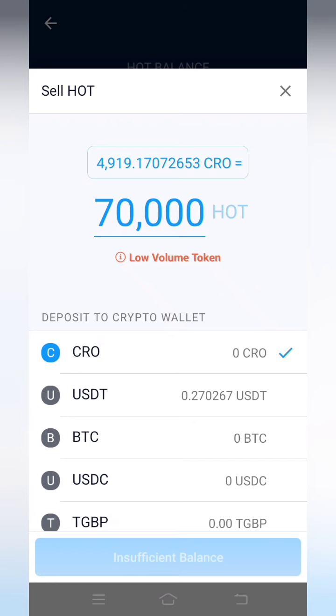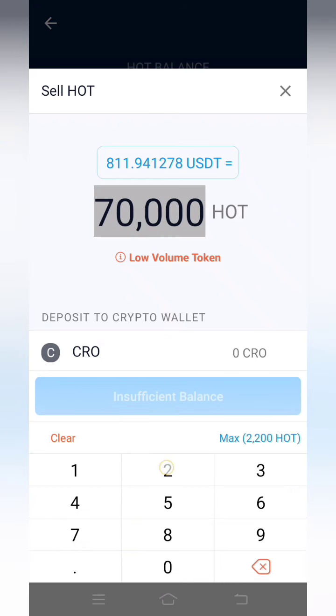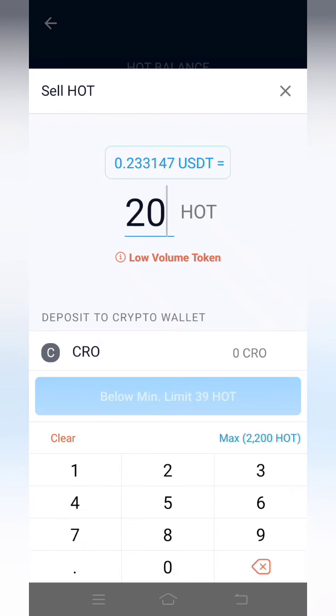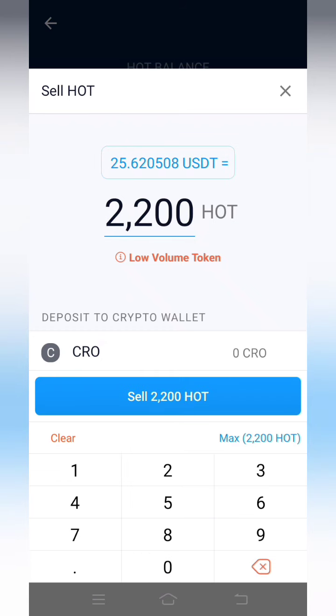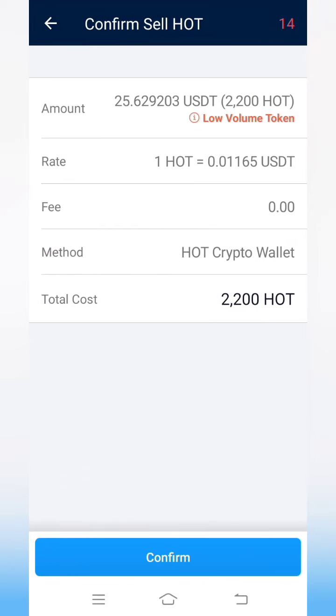Right now it is showing CRO, which is what it converts to once you click sell. But I want to convert to USD Tether coin because I am going to buy some other coin, that's the reason I am selecting USDT. That is very important, which coin you are going to sell and what the pair is, that is very important for the selection. I am giving 2200 coins.